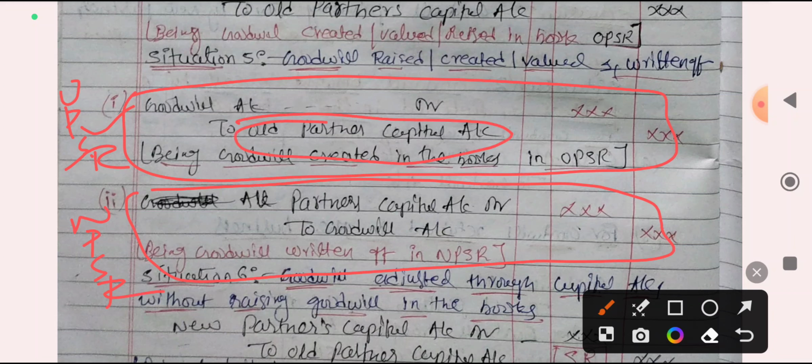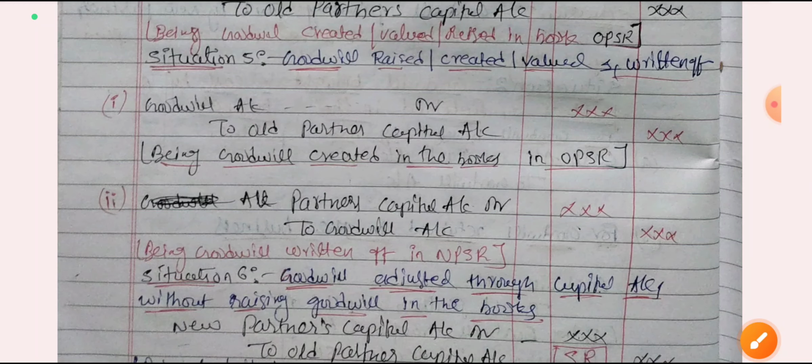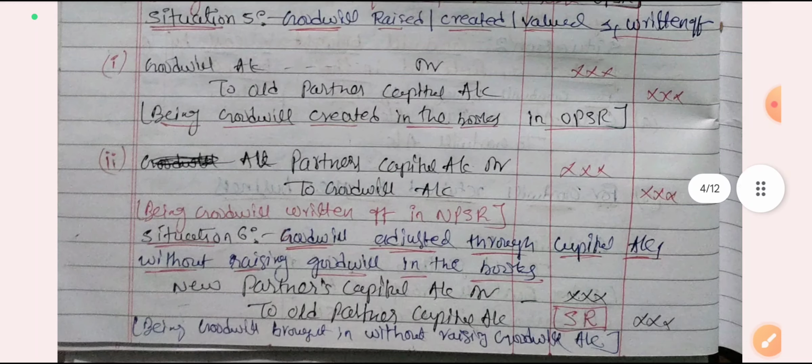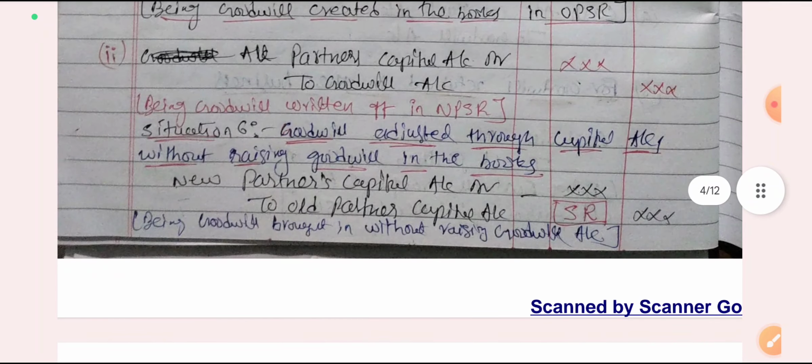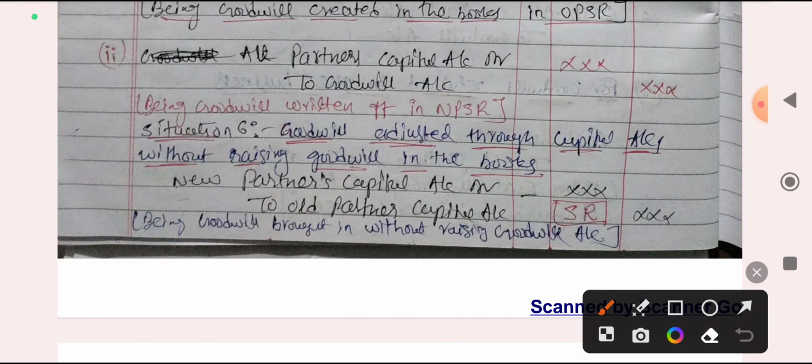In the old profit sharing ratio, old partners' capital accounts will be credited. In the new profit sharing ratio, all partners' capital accounts will be debited. So modern accounting techniques, those who use modern accounting, they are saying, instead of raising and writing off, we will adjust it through capital accounts without raising the goodwill account in the books. Goodwill is adjusted through capital accounts without raising goodwill in the books.